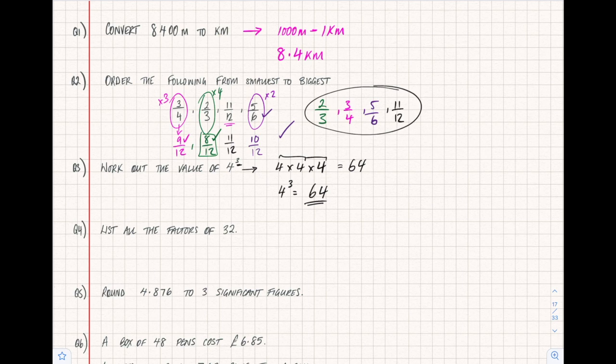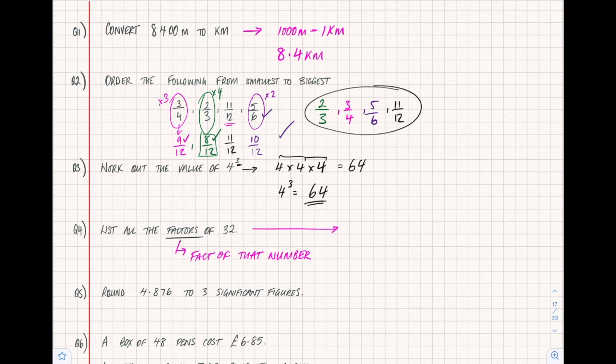Okay, question 4, factors. We should know that a factor is a fact of that number, so it's part of that number. So you've got to think about what goes into the number here, being 32. A multiple is when it gets bigger and it multiplies, so a multiple multiplies, it gets bigger. A factor is a fact of that number, so it's smaller.